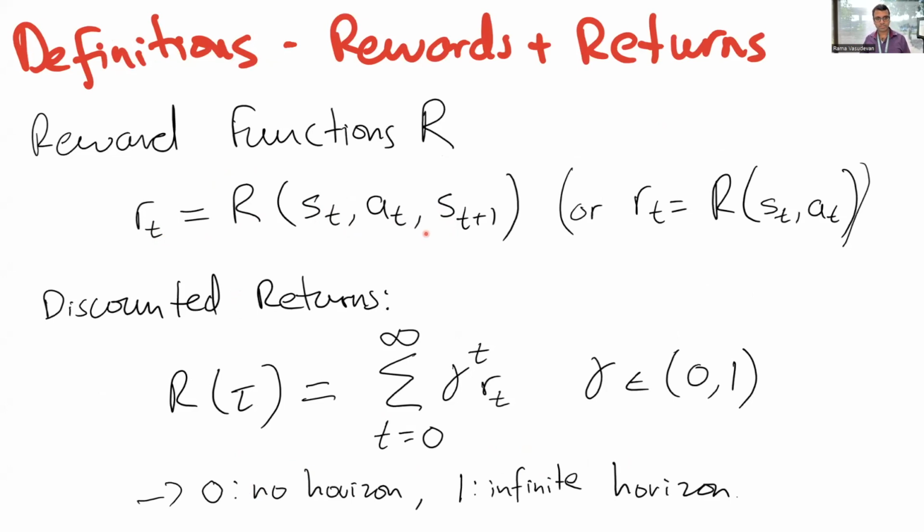And so my reward function is a function of all of these particular variables, right? Typically we don't write s_{t+1}, we just write it as R. The reward function is a function of the current state and the action pair. But this is just for convenience.